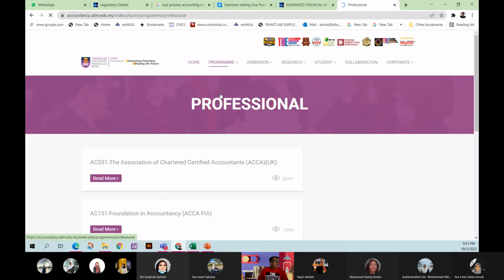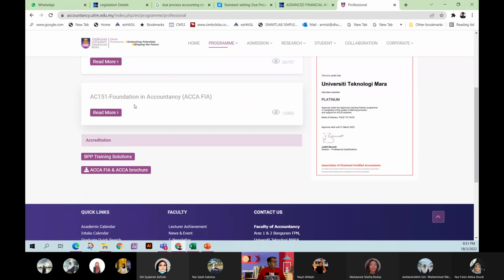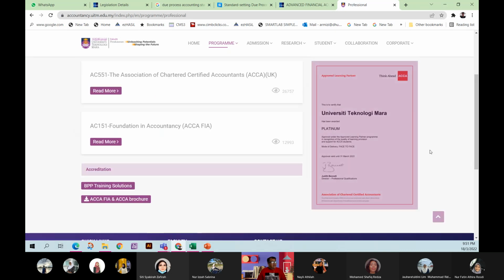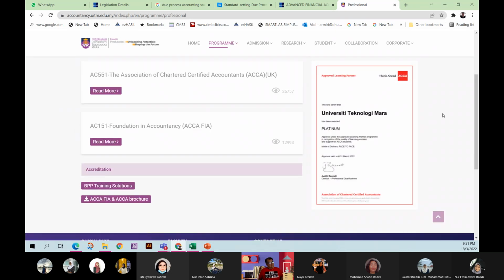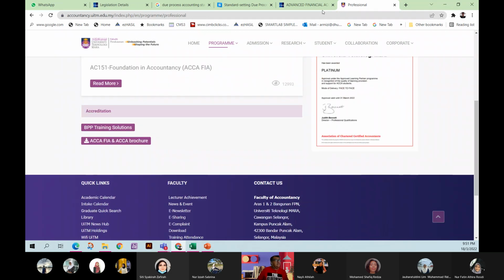Tapi UiTM memang ada semualah sebab dia pun offer ACCA semua ni. Foundation in Accountancy ni, ACCA FIA. Dia pun dah jadi platinum study center dah. Ini contoh lah. Okay, tak apa, proses dia panjang sikit je. You still boleh lagi, tak ada masalah. Okay, sambung kat sini lagi.